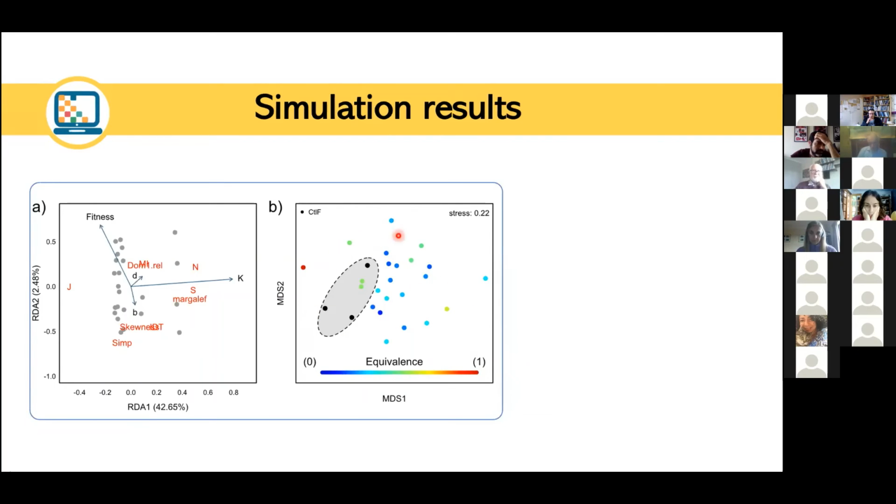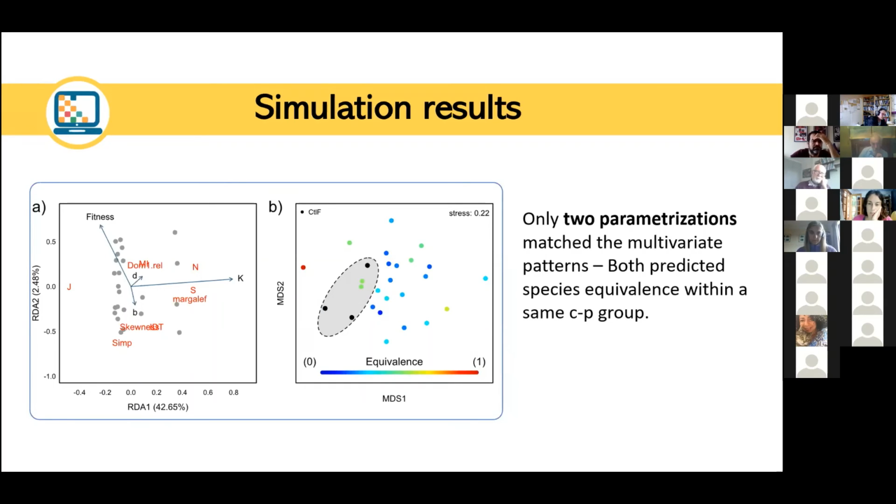So the second filter selects only 2 parameterizations, and both of these parameterizations predict species equivalence among species within the same CP group. So the CP group was the main factor predicting the communities.